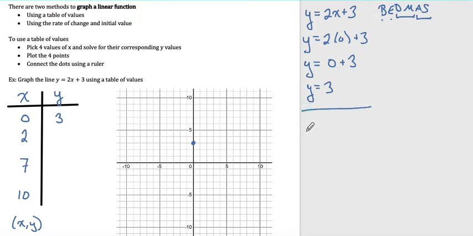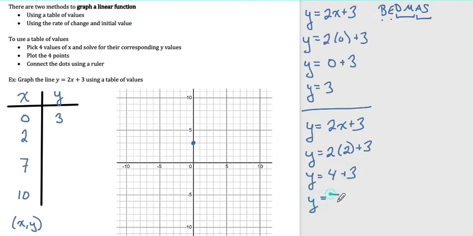So let's do the next one here. We still start with the same equation, y equals 2x plus 3, but this time x is 2, right? We don't care about x is 0 anymore. We have that pair. Now we care about x is 2. So y equals 2. Instead of writing x, we'll replace it with this 2 over here. We do our multiplication first. 2 times 2 is 4. And then we have our 3. So y equals 4 plus 3, which is 7.